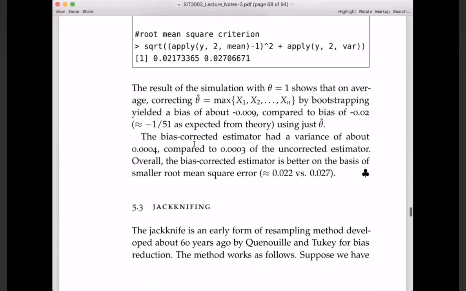Any questions on the bias correction part? Any questions?